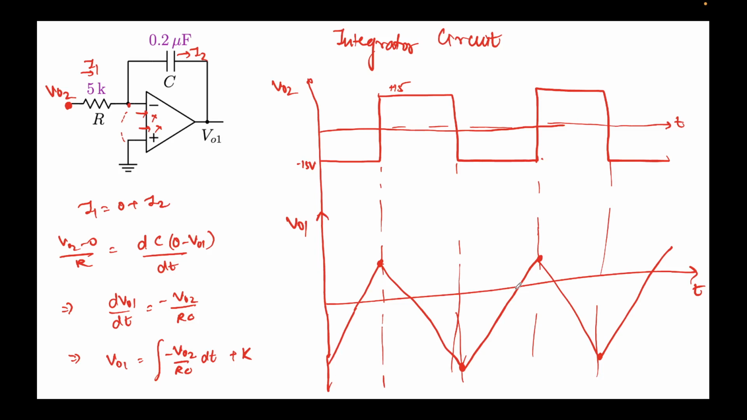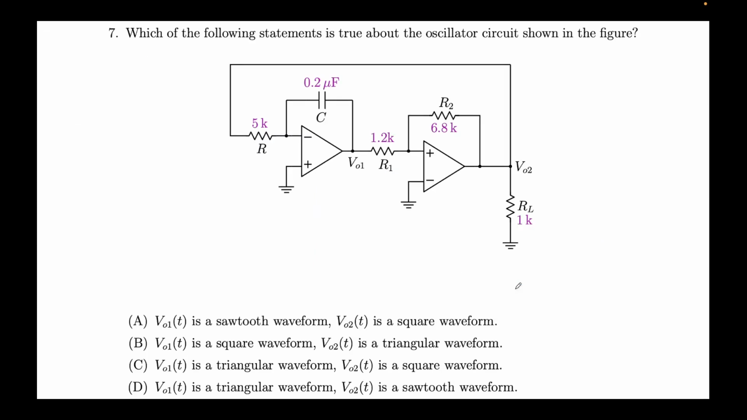This is fairly common knowledge, so we skip that. So we saw that V02 is a square waveform. So this is wrong and this is wrong. V01(t), which is the output of this integrator, we saw is a triangular waveform. So option C is the correct one.